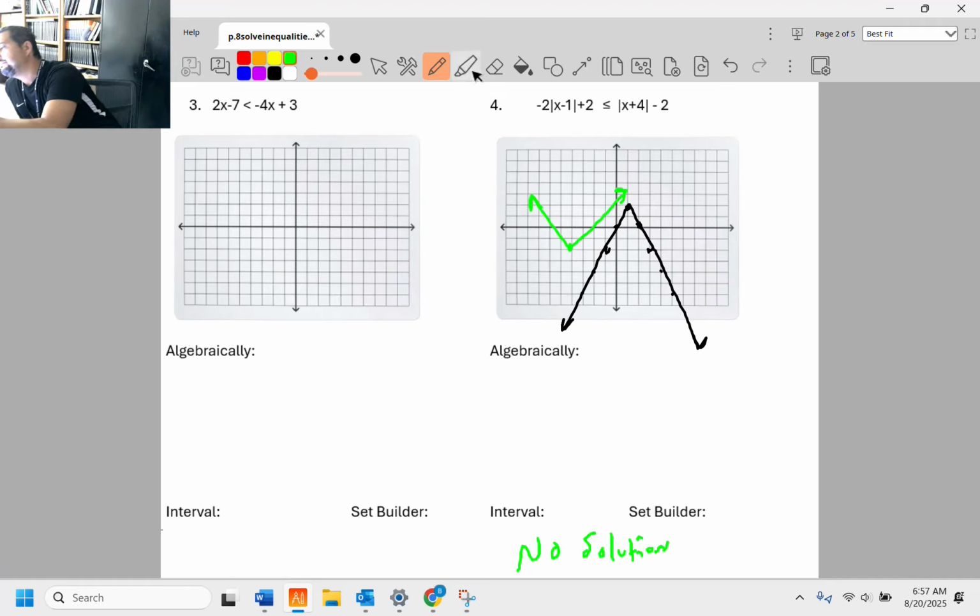Anywho, on to the algebra. I'm going to isolate the guy on the right. That's going to give me negative 2 absolute values of x minus 1 plus 4 on the left. Now I'm going to write two equations. I'm working with this thing, okay? That's the thing that I'm going to base my two equations off of. And I'm just going to drop my bars. They're going to become essentially parentheses.